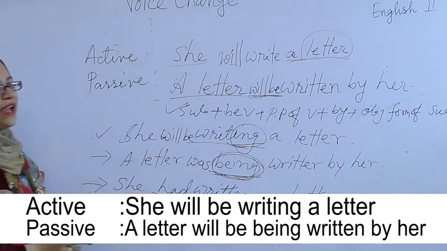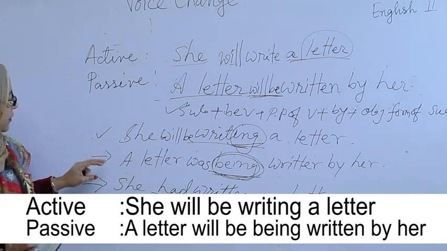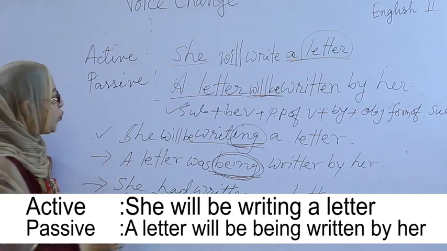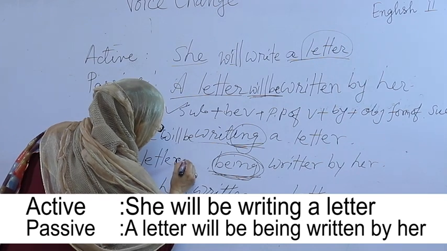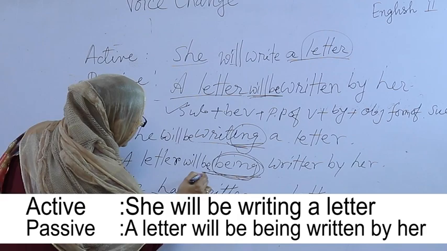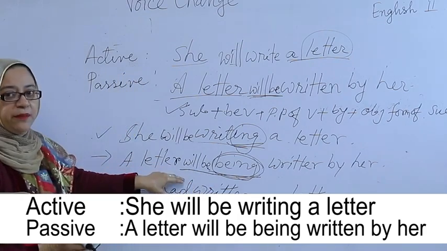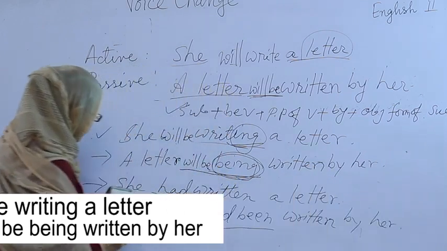She will be writing a letter. This is the future continuous form. So, I turn it into passive. I use a letter will be being. Only I change here: a letter will be being written by her.